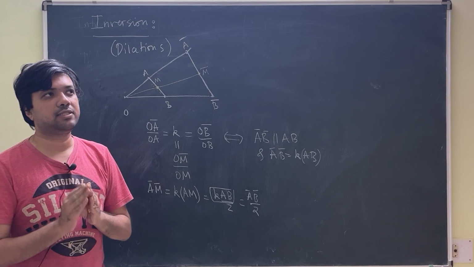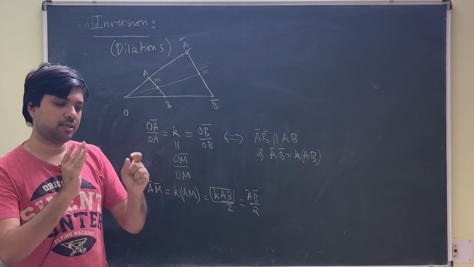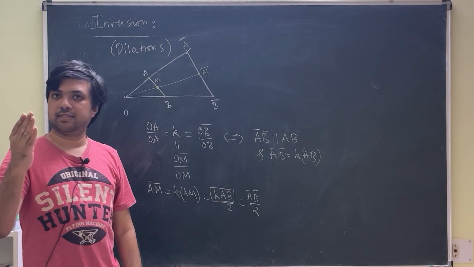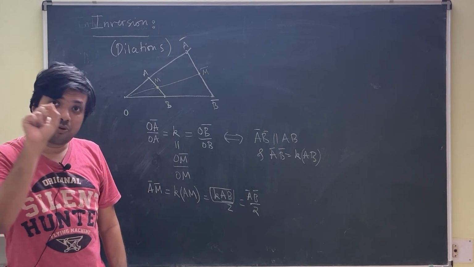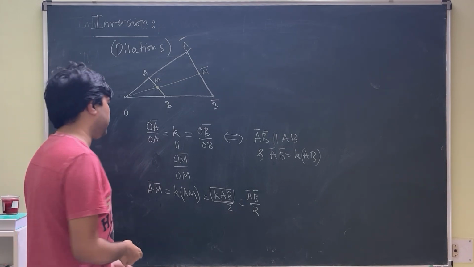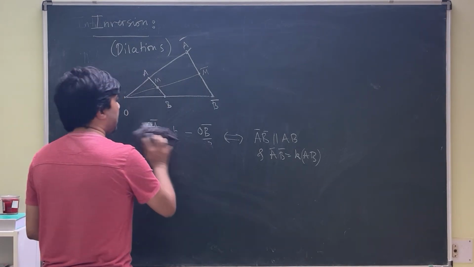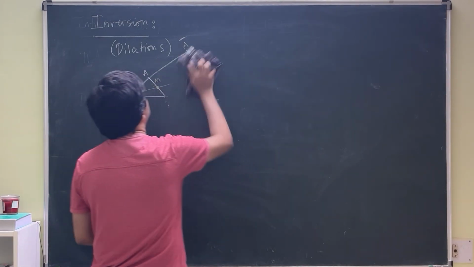The moral of the story is that segments go to segments which are parallel, and the lengths get scaled by the same amount, but midpoints go to midpoints of the segments. Okay, that's important for us. All right. So under dilation, midpoints of segments go to midpoints of segments. They carry midpoints with them. Okay, that is the summary.